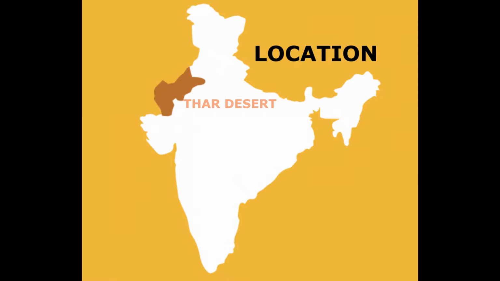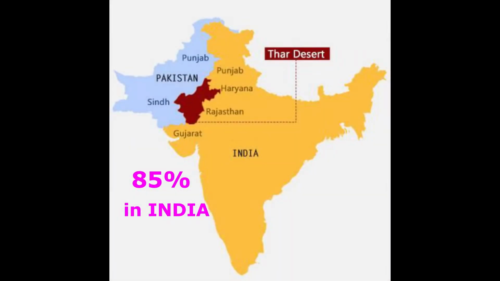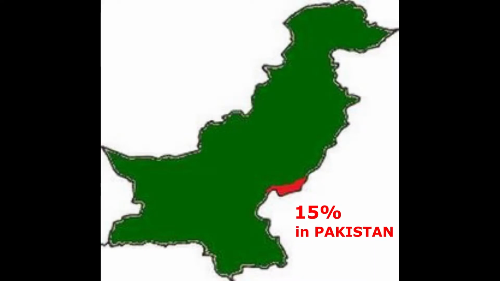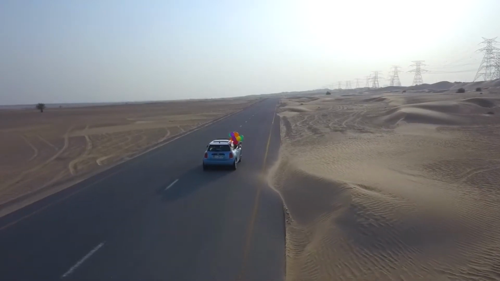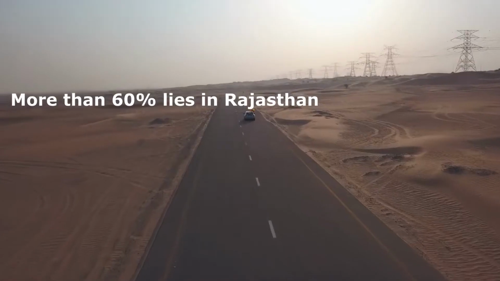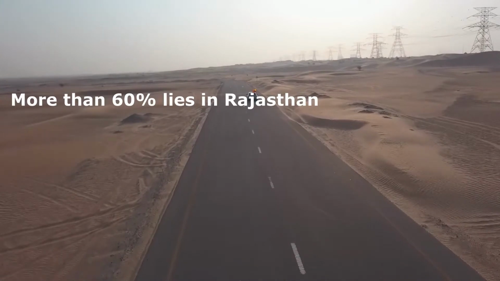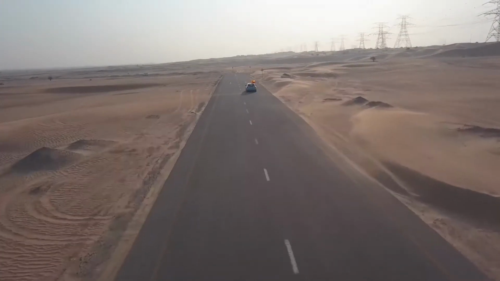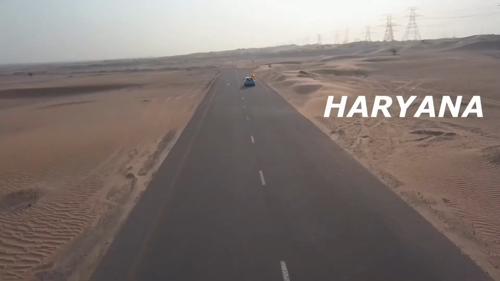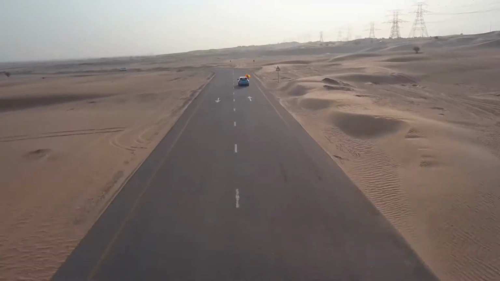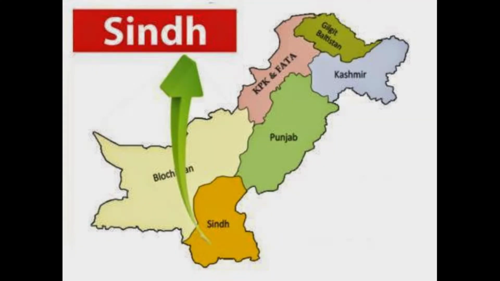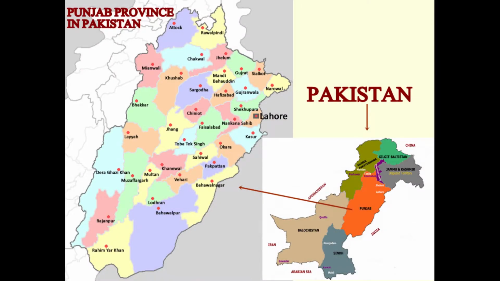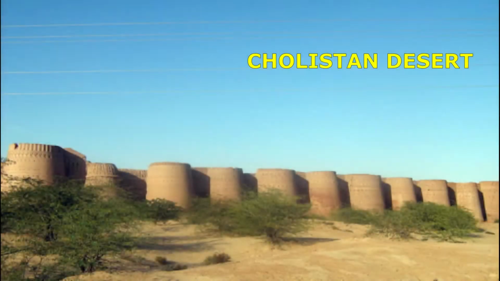Talking about its location, about 85% of the Thar Desert is located within India, with the remaining 15% in Pakistan. More than 60% of the desert lies in the Indian state of Rajasthan, and the rest extends into the states of Punjab, Haryana and Gujarat and in the Pakistani province of Sindh. Within Pakistan's Punjab province, the Thar continues as the Kholistan Desert.